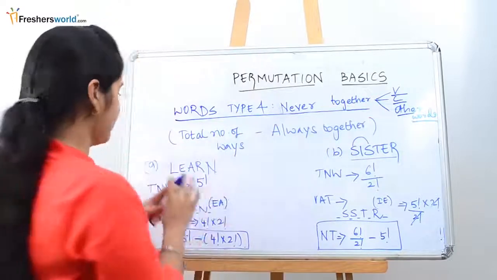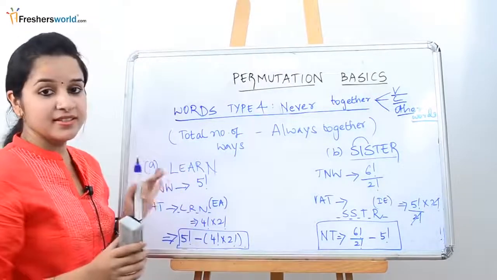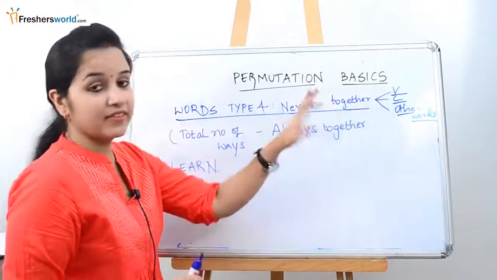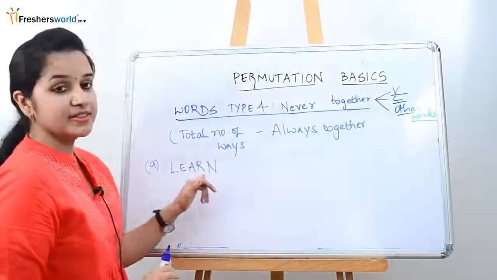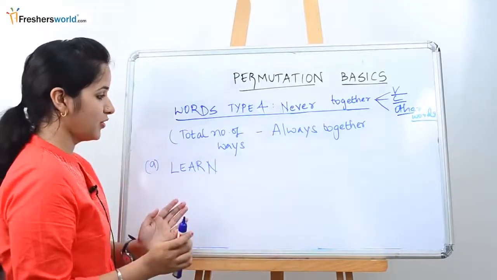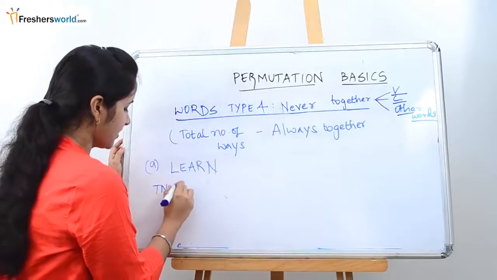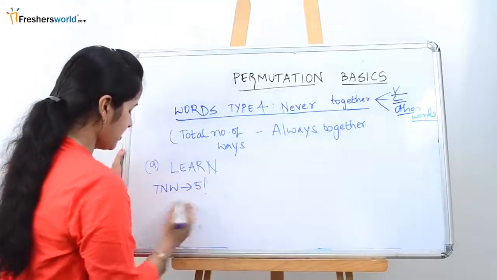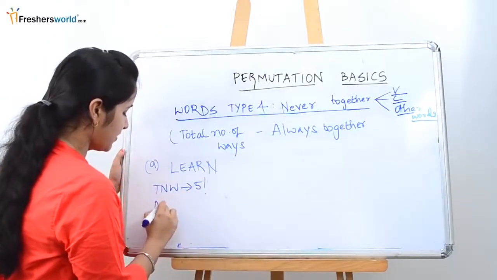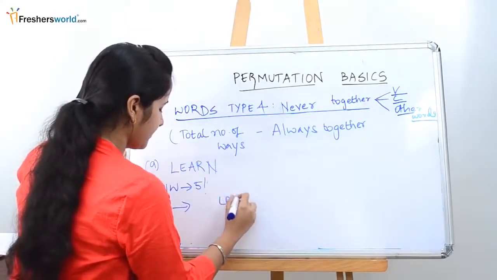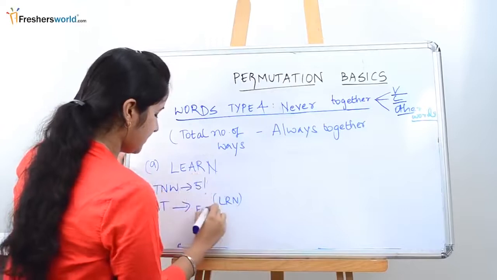Let's take an example. Let's take the same word learn. Now the concept is consonants are never together. So the example is learn, and the consonants are not together. First we're going to take the total number of ways, which is as usual 5 factorial. Now always together, which is nothing but L, R, N together. E, A we will write here.